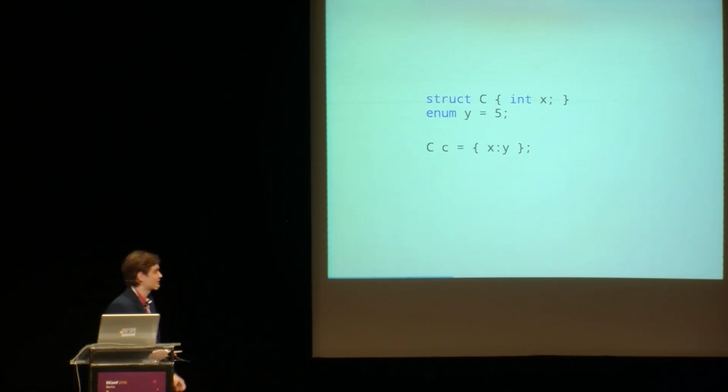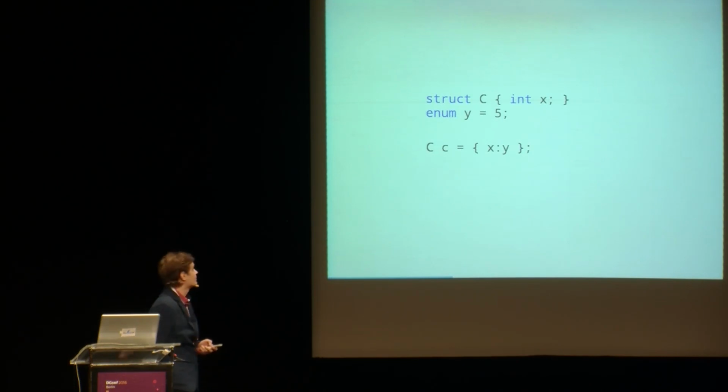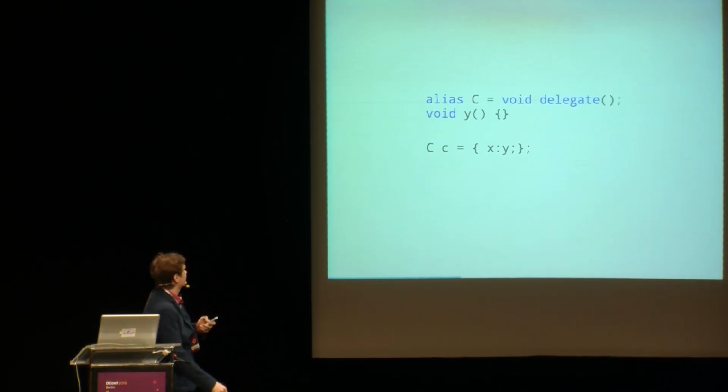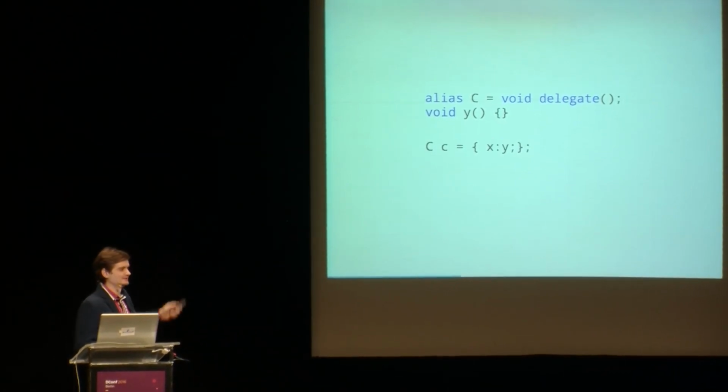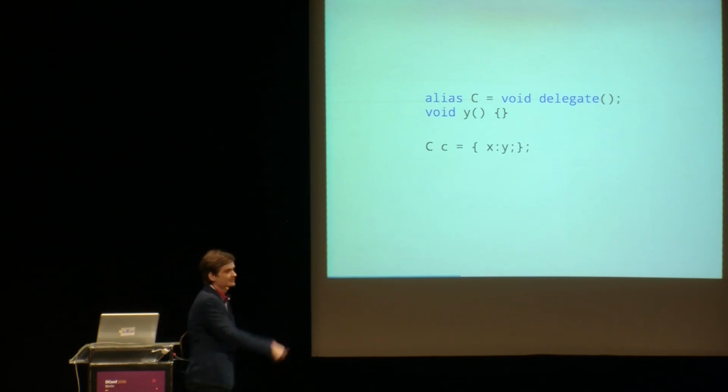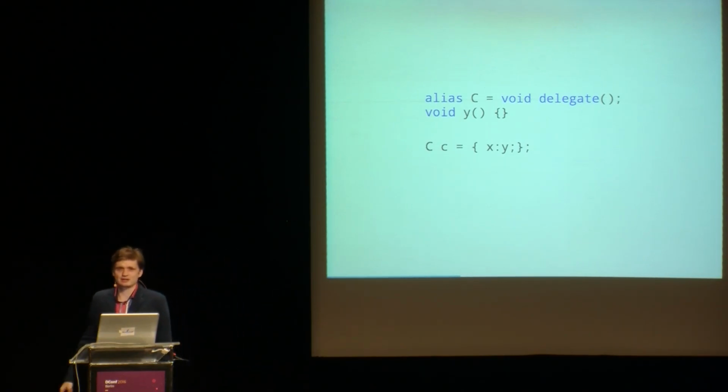Yes, this is a struct initializer. But I'm going to change one symbol. And what is it now? Who knows what's going on here? Lambda. What's with the syntax? What's with this x colon y semicolon?